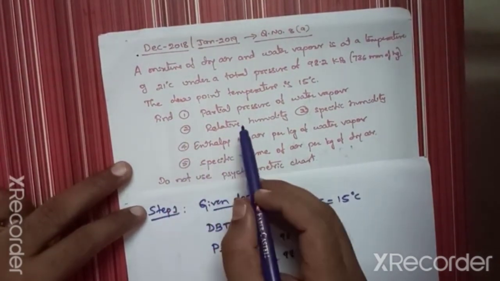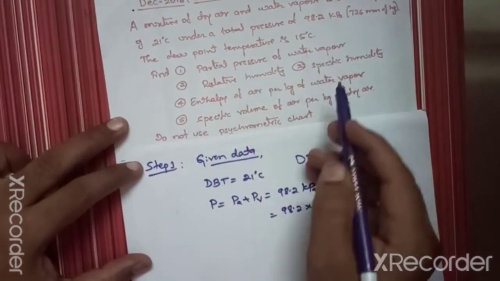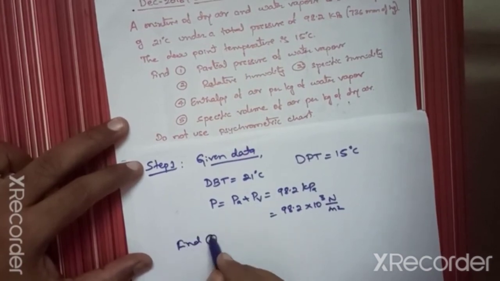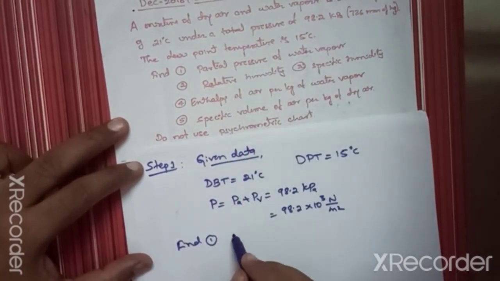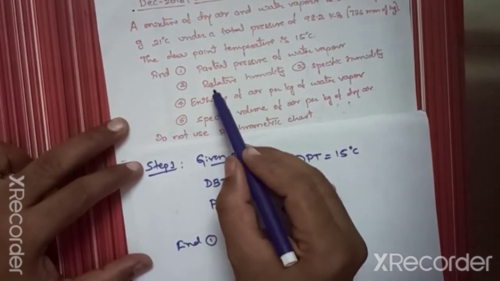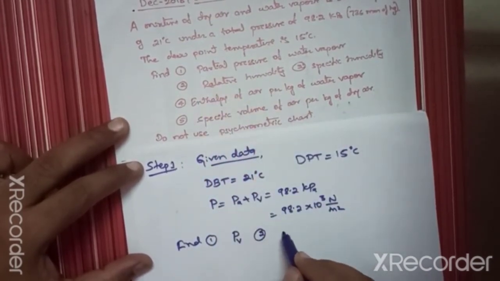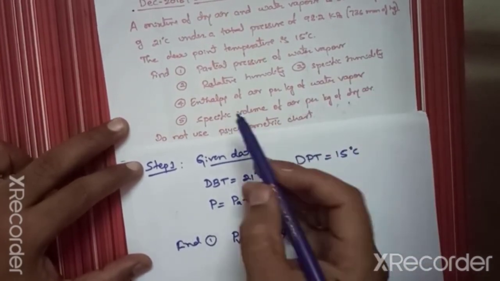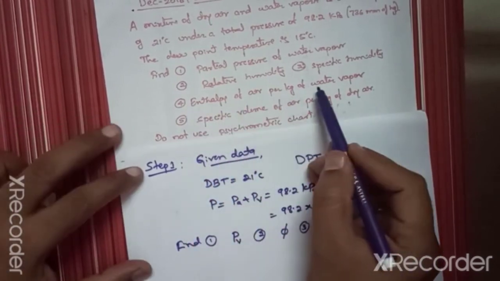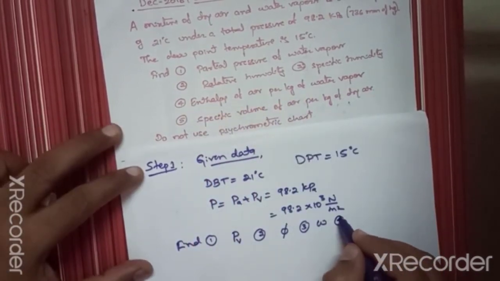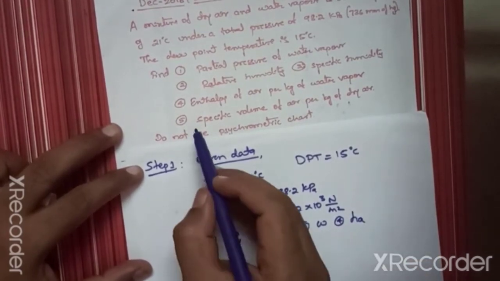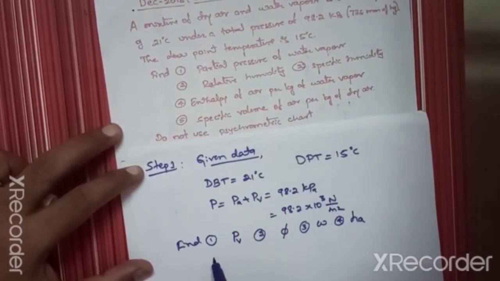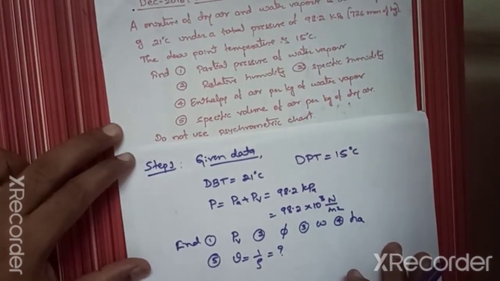So find the first, partial pressure of water vapor. You need to find out. Partial pressure of water vapor will be represented by PV, and relative humidity, the second one, it is phi. Third one, specific humidity omega, and fourth one, enthalpy of air per kg of water vapor. You have to find out enthalpy of the air, HA, and fifth one, specific volume of air. The specific volume will be represented by small v, and it is a reciprocal of density. It is equal to how much. So these are the 5 unknowns he has asked.